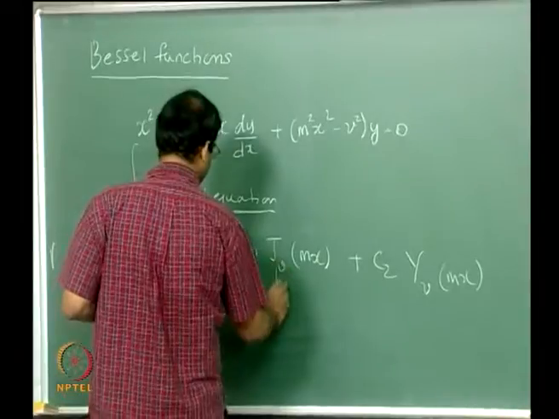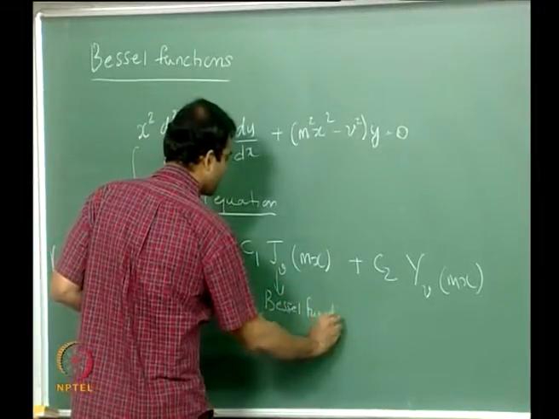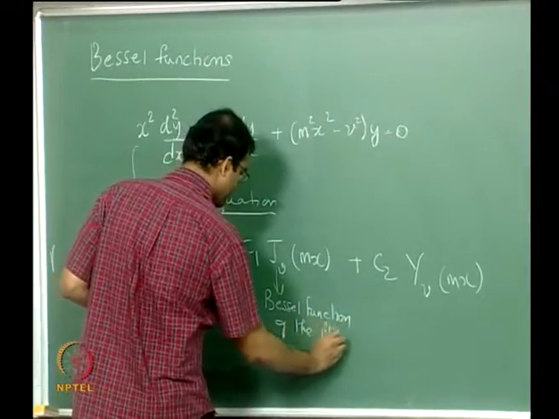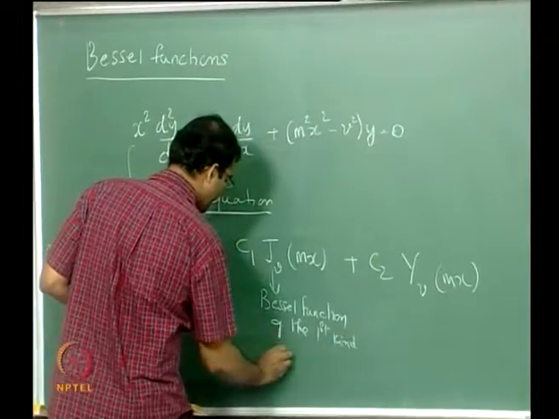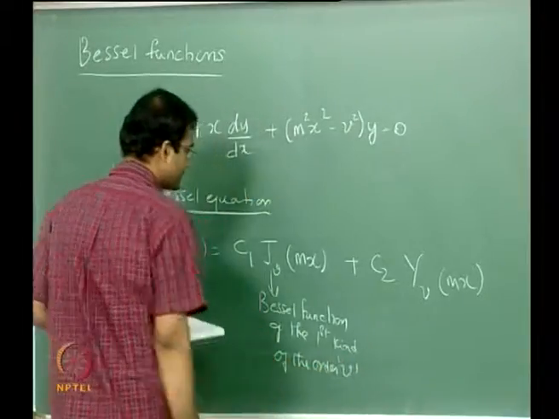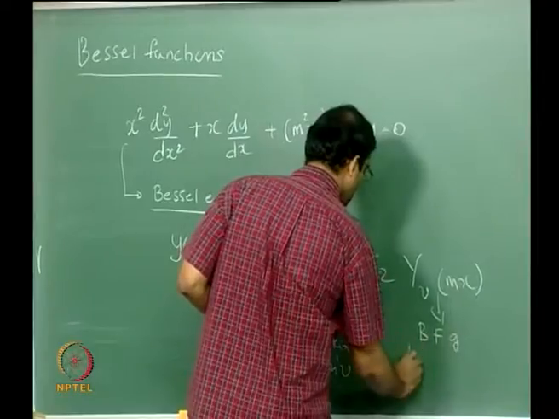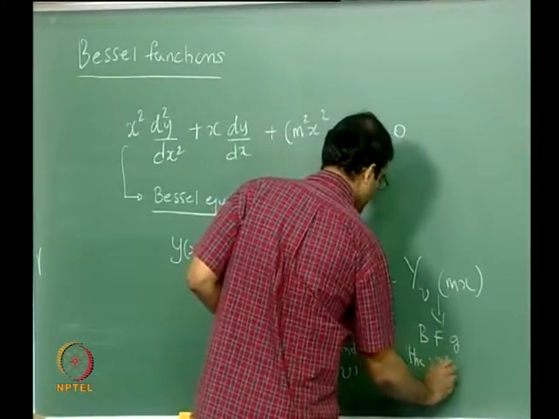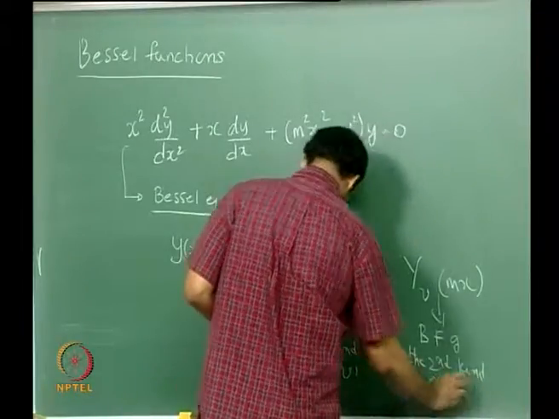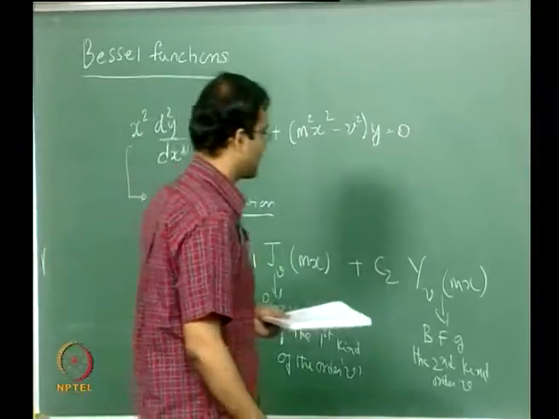So this is called the Bessel function of the first kind and of the order nu. This is the Bessel function of the second kind and order nu. Okay, so this is what we have so far for a Bessel function.